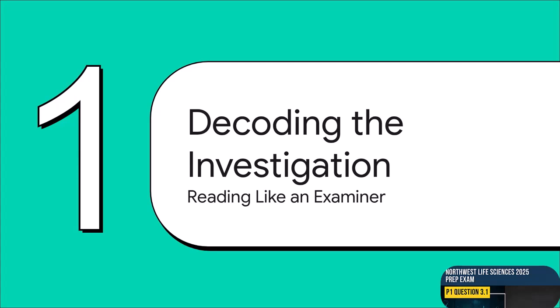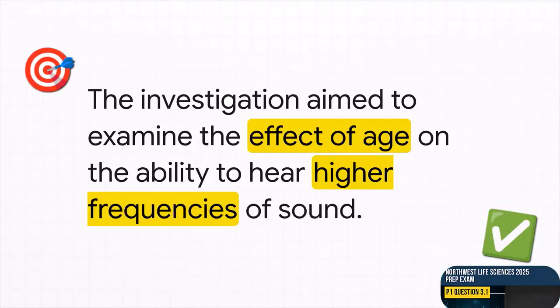Okay, so before you even look at the little sub-questions, your first job is to just break down this introductory paragraph. This is where you find the easy marks that a lot of people just miss. So let's do it together. The very first thing you need to hunt for is the aim of the investigation. And guess what? They almost always give it to you directly. Look right here. The sentence literally says, the investigation aimed to examine the effective age on the ability to hear higher frequencies of sound. Boom. That's your first answer. Already in the bag.